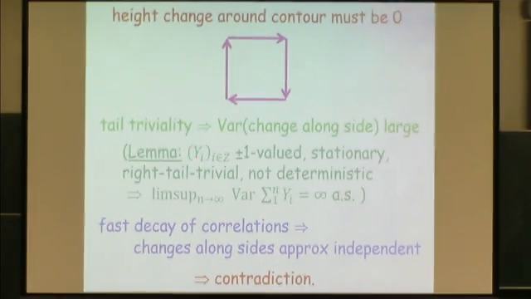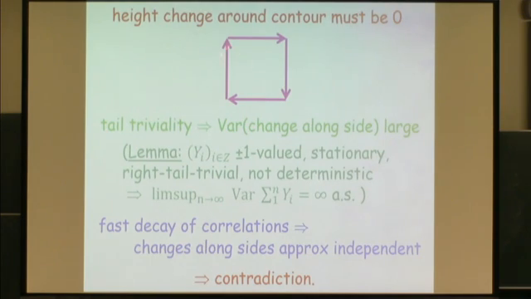If you have a process on Z of plus or minus 1 valued random variables, a stationary process, and right tail trivial, so that the right tail sigma algebra contains only events of probability 0 or 1, then either it's deterministic, which would mean it has to be all plus 1 or all minus 1, or the lim sup of the variance of the partial sums is infinity, almost surely. It's not so hard to prove, but it's not completely trivial. I'd be interested to see other proofs or places where this is published.